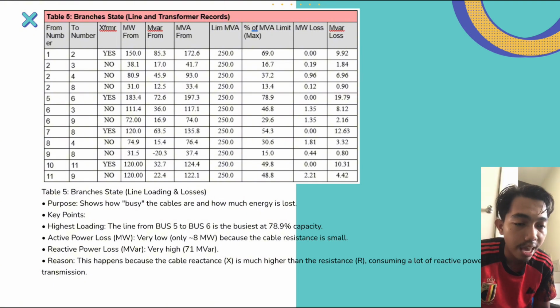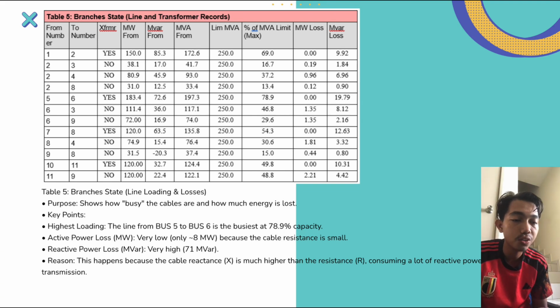Reactive power loss in MVAR is very high, 71 MVAR. This happens because the cable reactance X is much higher than the resistance R, consuming a lot of reactive power during transmission.